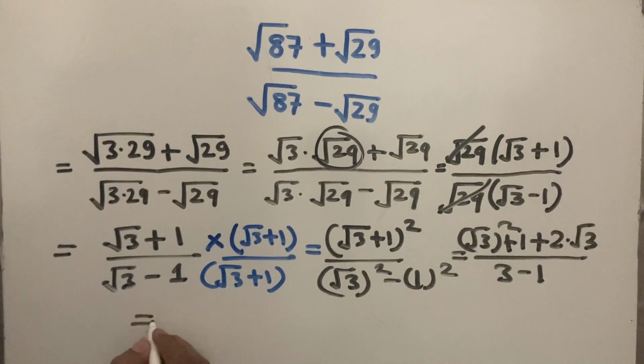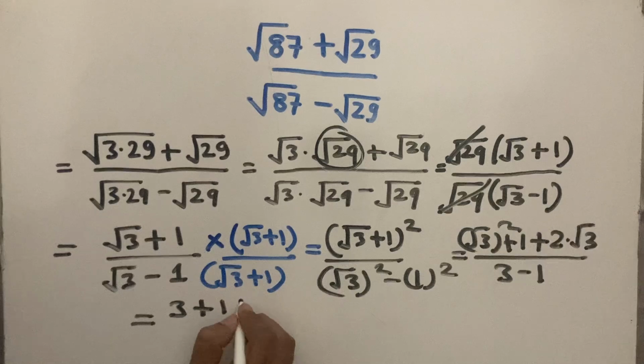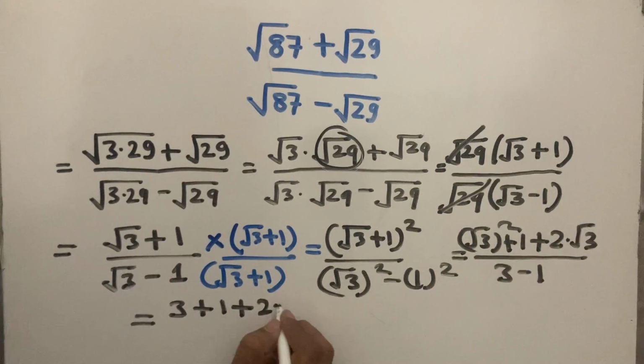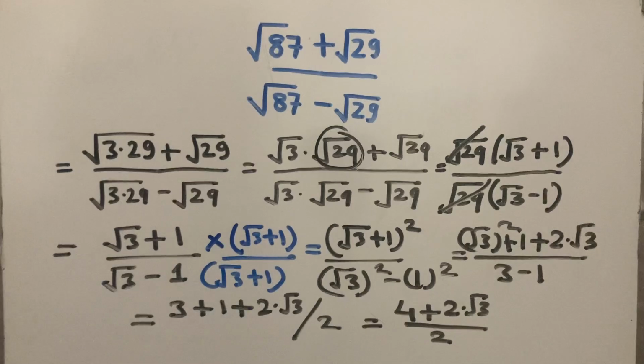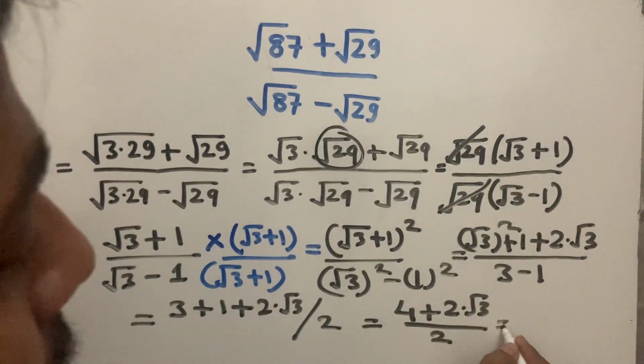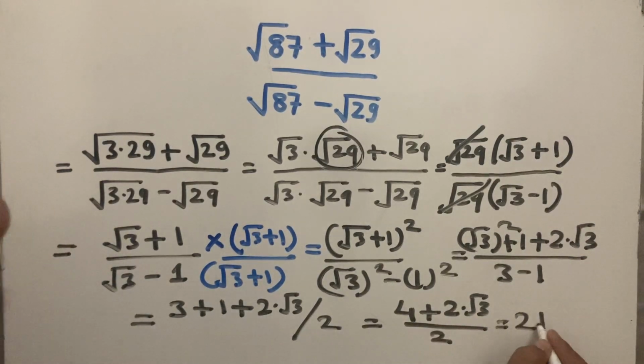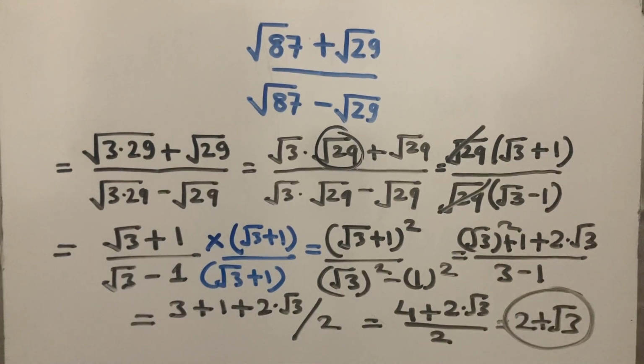which is further equal to (3 + 1 + 2 × √3) / (3 − 1), which is 2. So it is equal to (4 + 2 × √3) / 2, or this is equal to 2 + √3. So this is our answer.